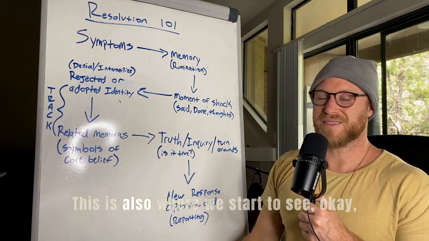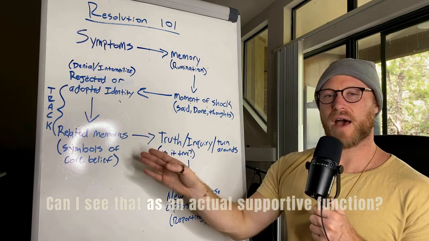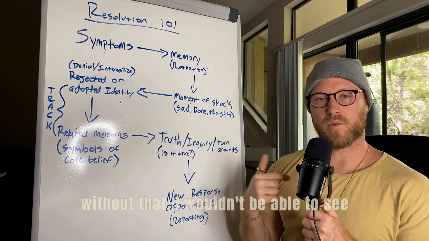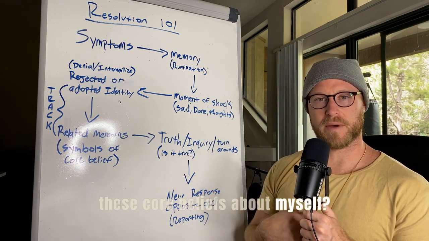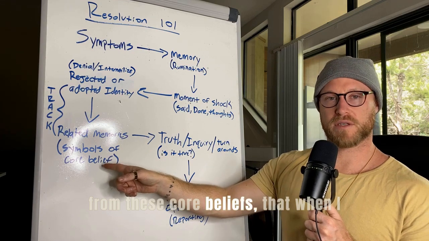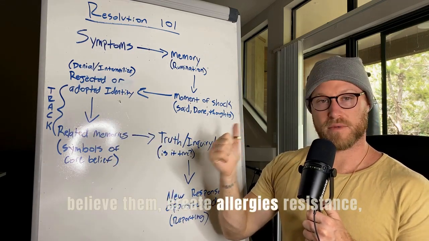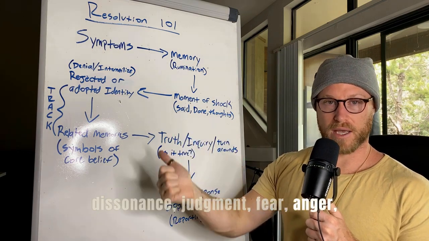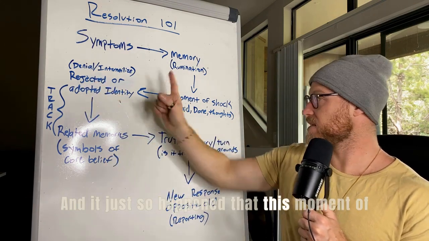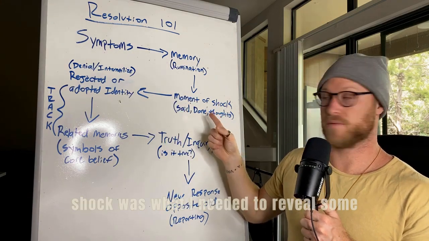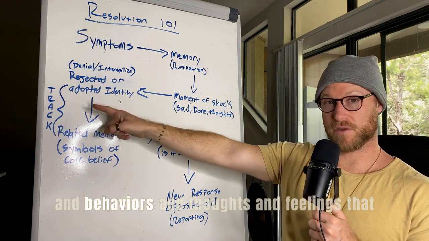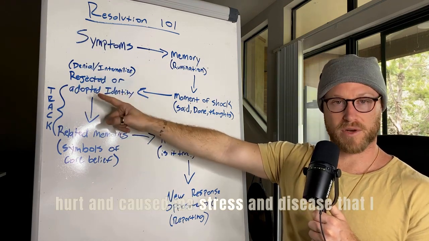This is also where we start to see, okay, can I define that? Can I see that as an actual supportive function? Can I create a context that says, well, without that, I wouldn't be able to see these core beliefs about myself. And this is actually life bringing me what I need when I need it in order to free myself from these core beliefs that, when I believe them, create allergies, resistance, dissonance, judgment, fear, anger, addiction, self-sabotage, everything that I don't want. And it just so happened that this moment of shock was what I needed to reveal some unconscious conflict and series of conflicts and behaviors and thoughts and feelings that hurt and caused me stress and disease.